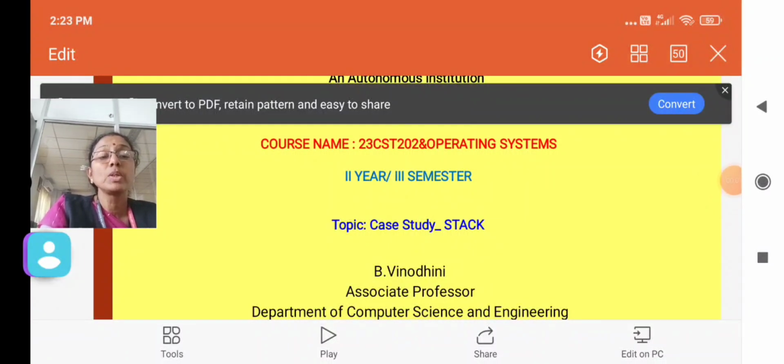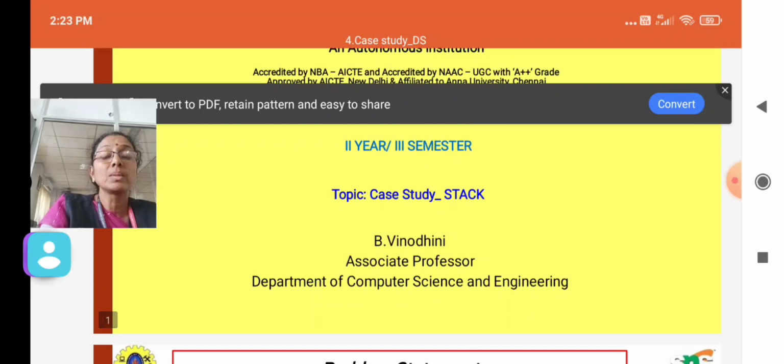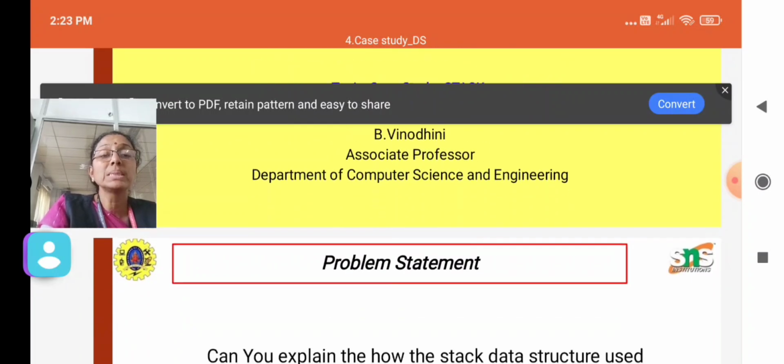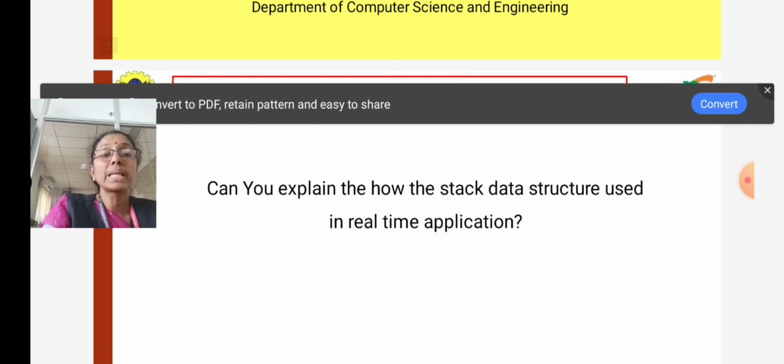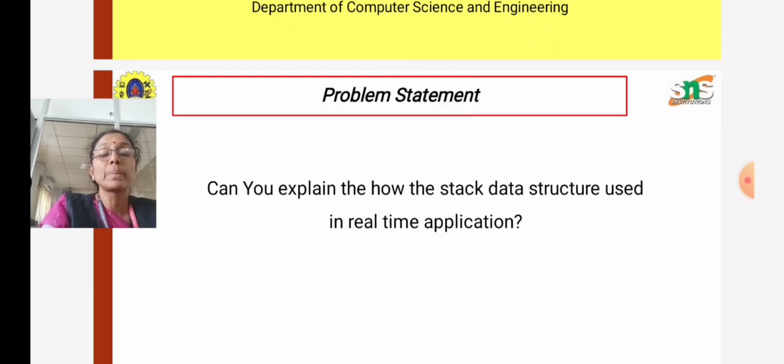In today's video, we are going to see one case study on stack in real-time examples. That case study could be explained by our students. Students, can you explain how the stack data structure is used in real-time applications?